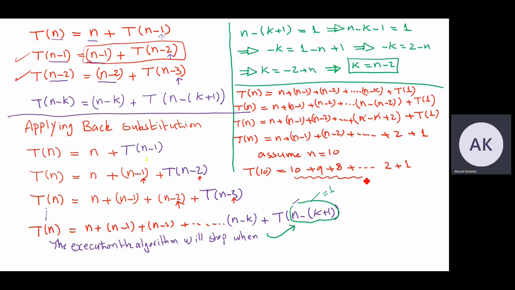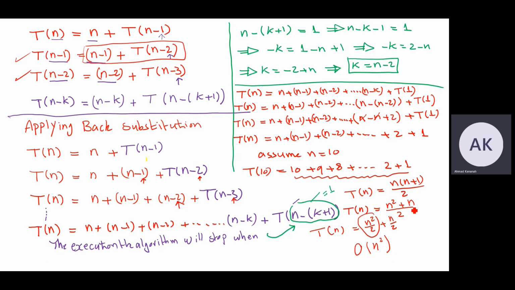What is this? This is a series. So how can we solve this series? The sum equals n times n plus 1 over 2. So T of n equals n times n, n square, plus n multiplied by 1, n, over 2. So time here equals n square over 2 plus n over 2. So this is the maximum. So this is big O of n square, quadratic complexity.